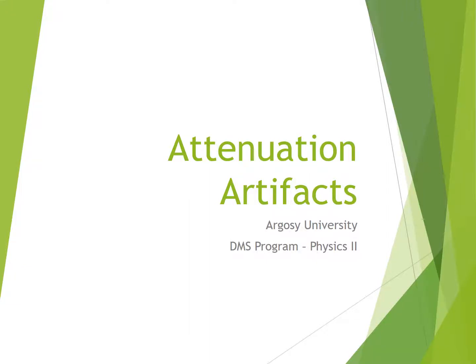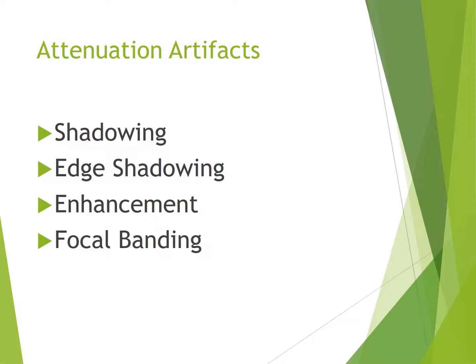This lecture will cover attenuation artifacts. Attenuation artifacts are going to make up most of the artifacts that are helpful in diagnosing different diseases. They are going to deal with how sound acts once it gets into the body and how it attenuates. The four main attenuation artifacts that you'll need to know are shadowing, edge shadowing, enhancement, and focal banding.